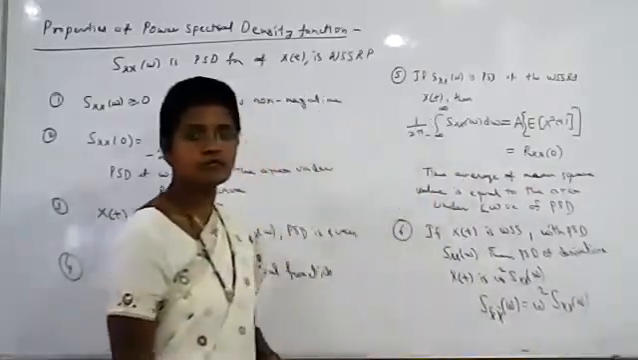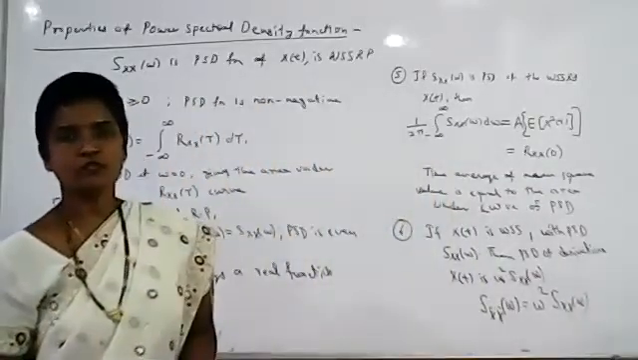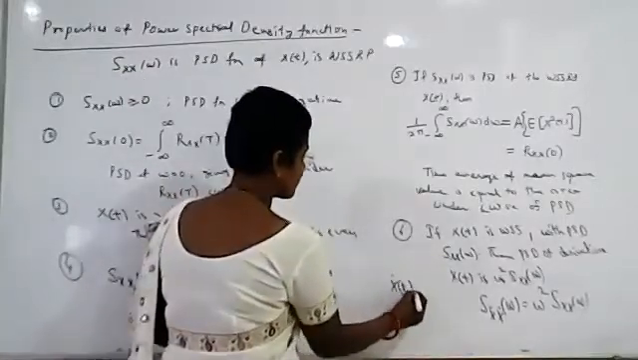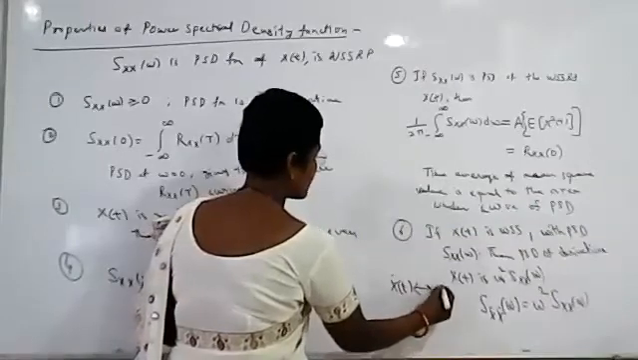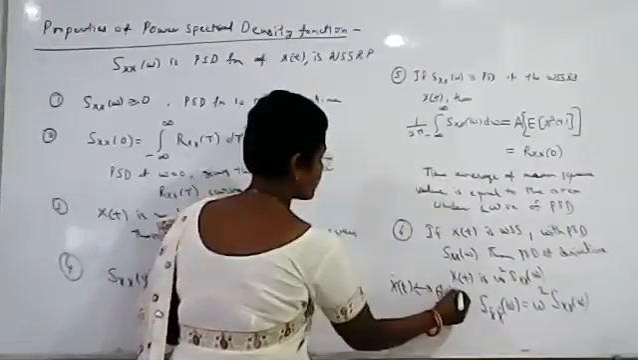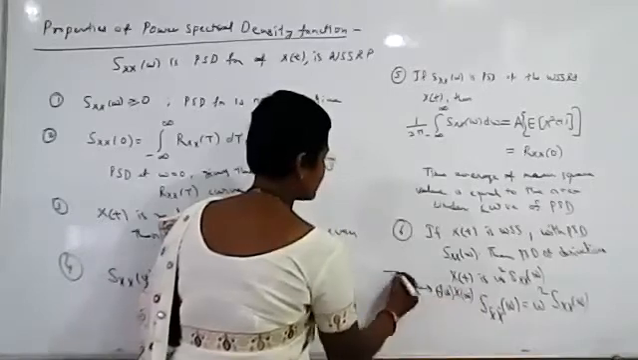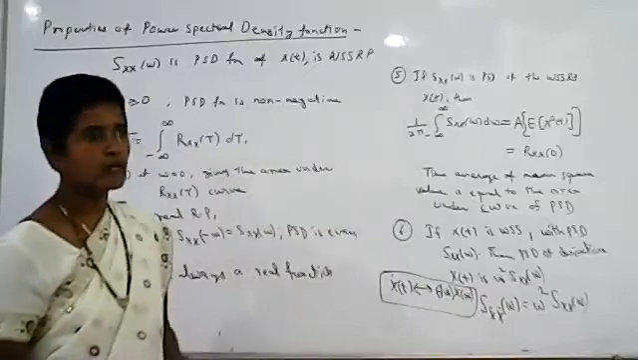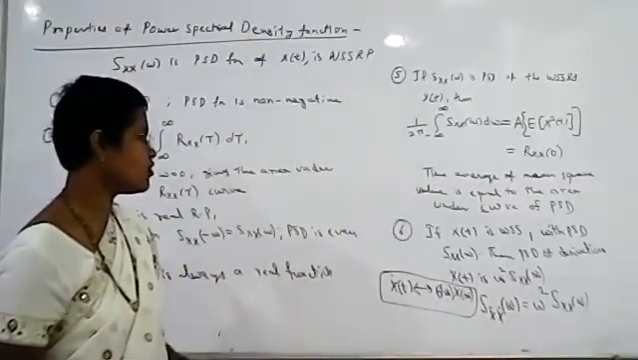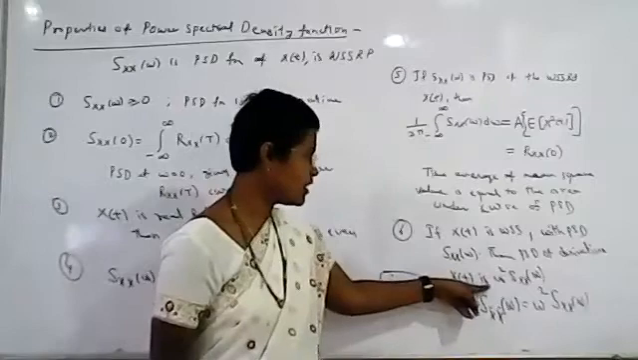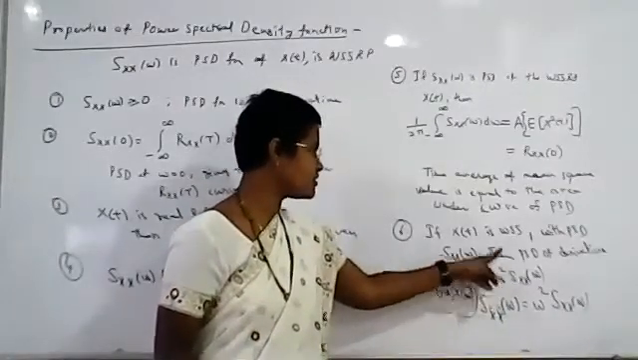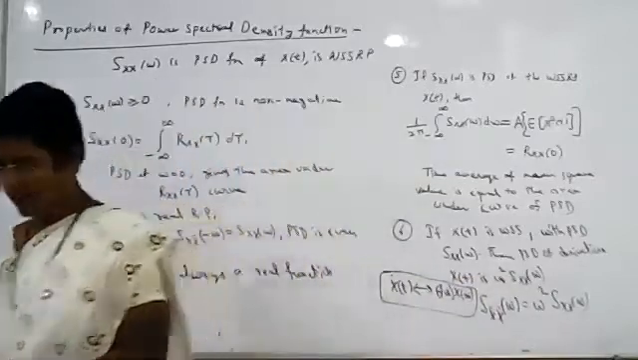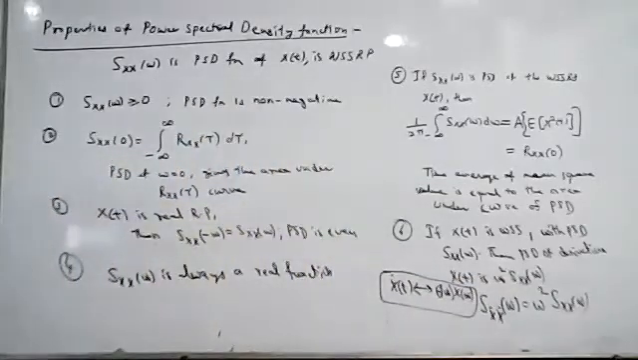Here we will be using a property of the Fourier transform. We know that the Fourier transform of the derivative of x of t is j omega times X of omega. We'll use this property to prove this. So the PSD of the derivative of x of t is omega square times the PSD of x of t, that is omega square Sxx of omega. This is our sixth property.